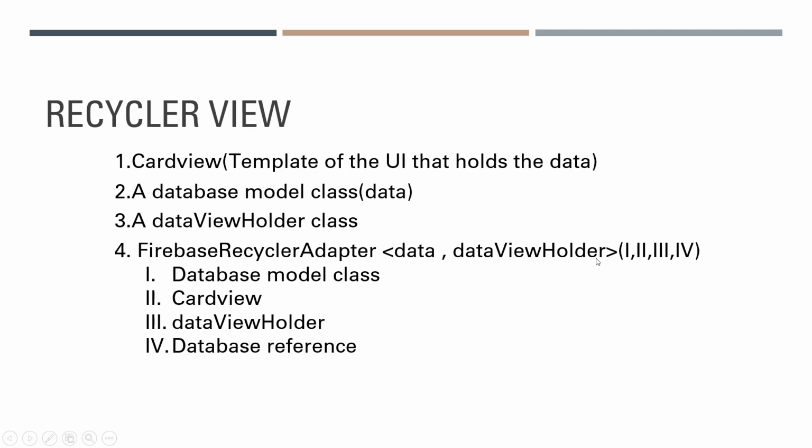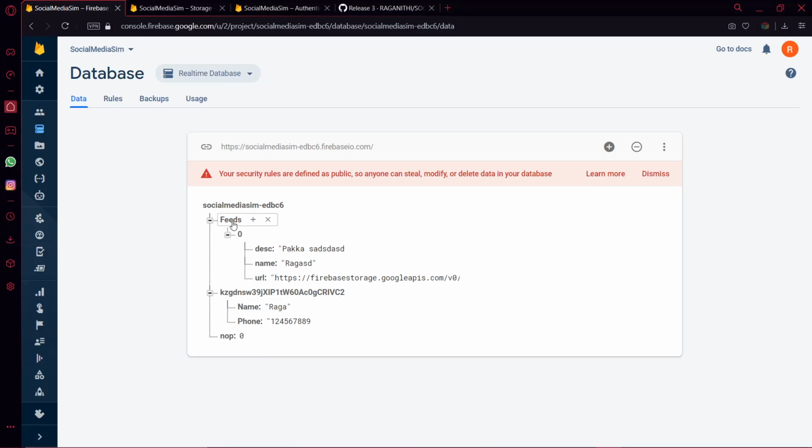It also takes four other arguments. The first thing is our database model class, the second thing is our card view, third thing is our data view holder, and the fourth one is our database reference. That is our Firebase database reference, which in our case will be the feed section, because that is the next thing from our root reference. So we are going to give the database reference as feeds.